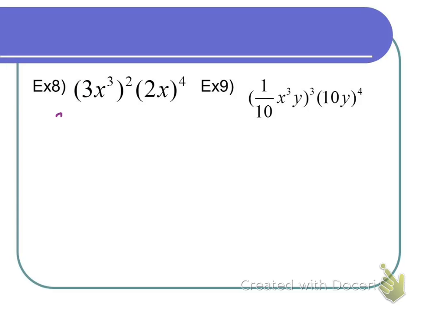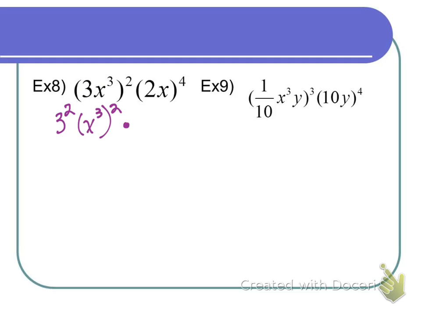So inside the first parentheses, we have a 3 and we have an x cubed. Both of those are getting which exponent? The second, squared. Okay, that exponent right out there. Then, if you want, you can put a big times symbol in between them.